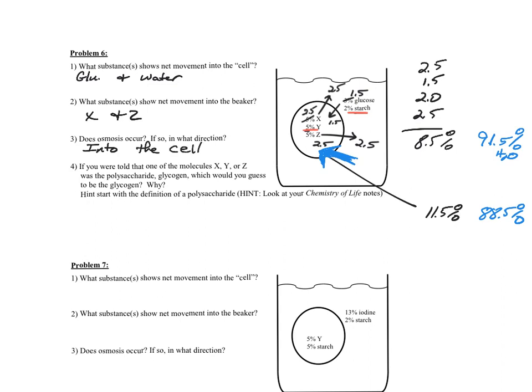If you were told that one of the molecules X, Y, or Z was the polysaccharide glycogen, which would you guess would be the glycogen and why? Well, glycogen is not starch. How do you know it's not Y? I think it is Y because our cells store glycogen, and if it was permeable, then they wouldn't be able to store it, right? That's a very intelligent way of thinking of it.